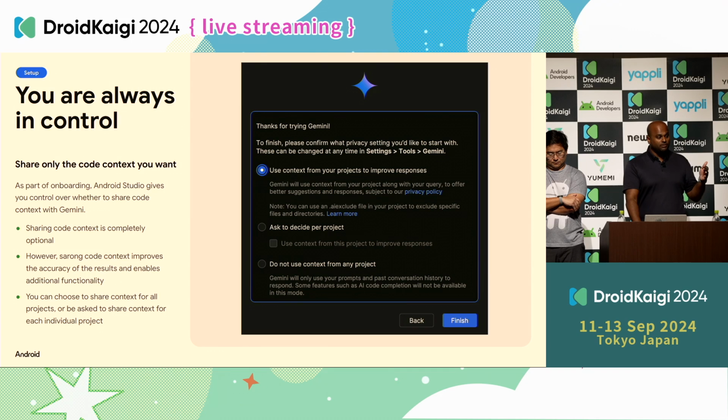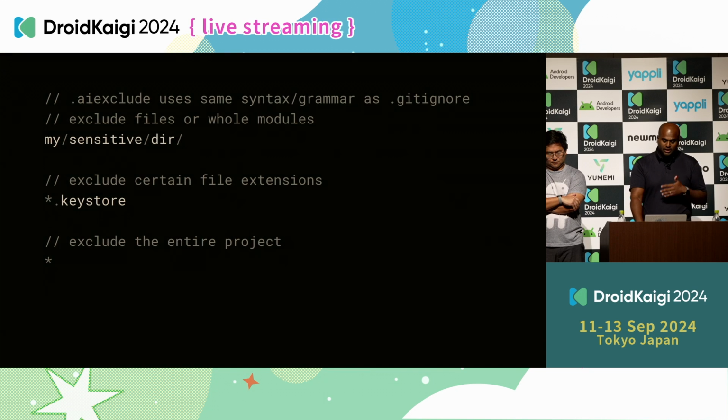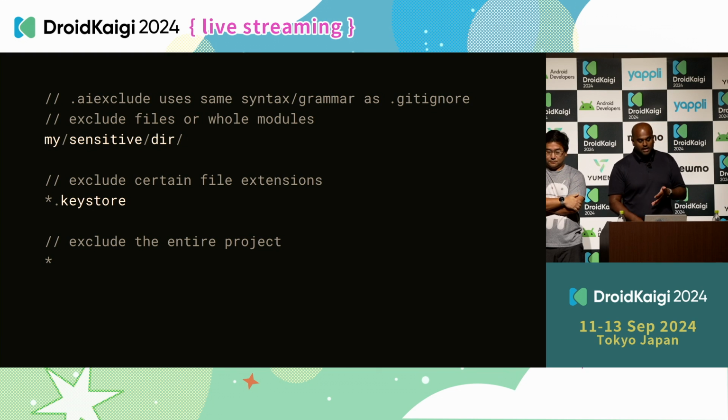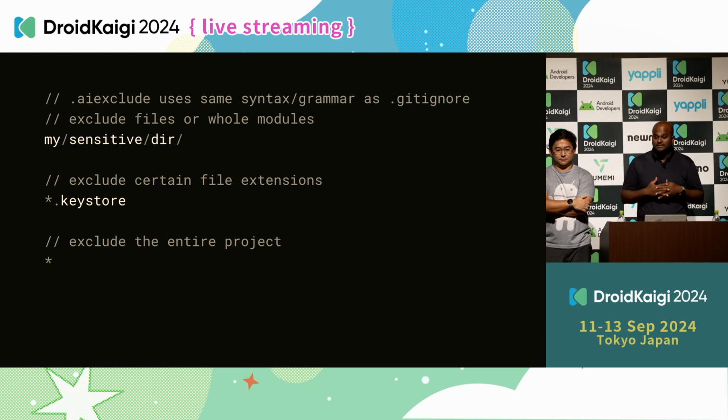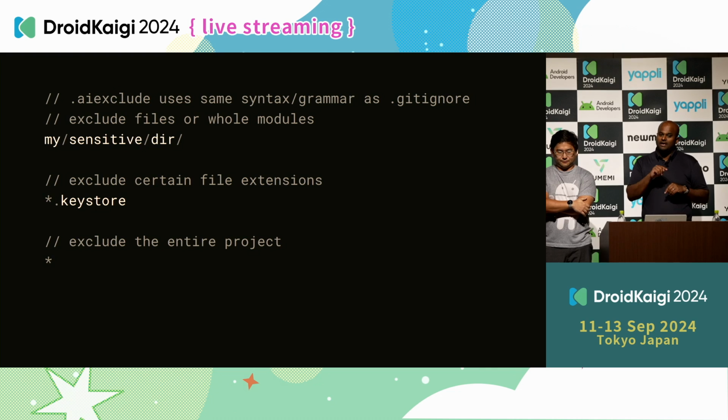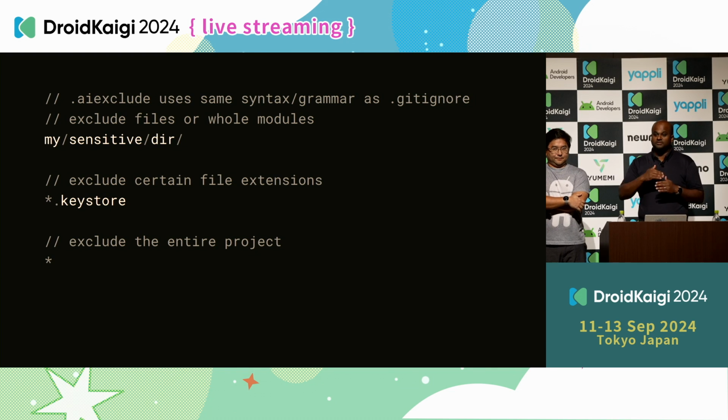But there is another level of granularity. Let's imagine that you do share code context. Within a project, you actually have the ability to define something called the AI exclude file. It's the same syntax or grammar as a git ignore file, where you can list different scopes of files that Gemini will not have access to as far as reading, analyzing, and using for code context. In fact, if you exclude those scopes, when you're in the IDE, in the editor, you'll see the Gemini features are disabled when you're in those specific files.